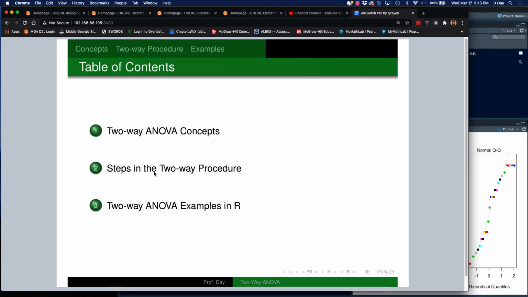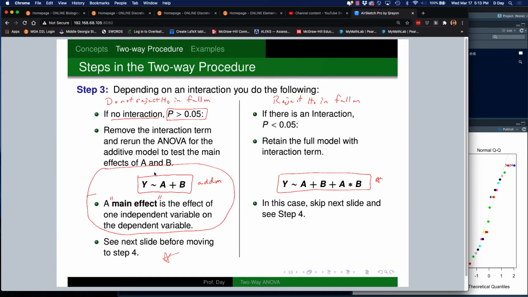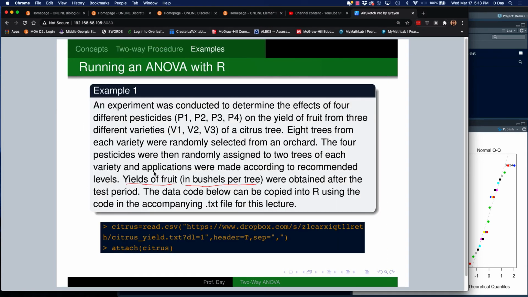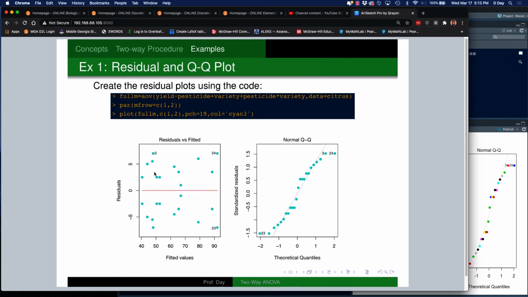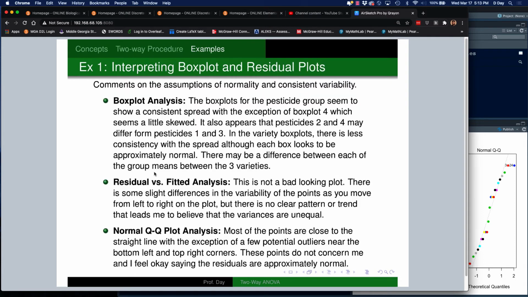So let's get back to the page we were on. All right, so again, I don't have a huge issue with the spread. I don't see any specific patterns, but I'm not 100% loving the residual versus fitted plot either, but I'm okay with it to a certain extent. All right, we'll see better ones when we have more data.